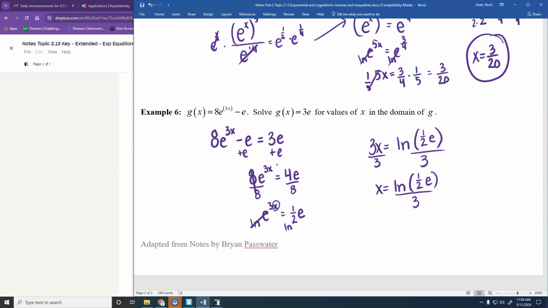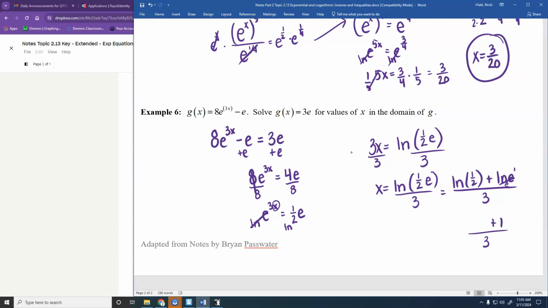Because natural log of 1/2 e will break up into 2 things that are multiplied. So we could do natural log of 1/2 plus natural log of e, over 3. What is natural log of e? They cancel, but this has an exponent of 1 right here. So when they cancel, you get a plus 1 over here.